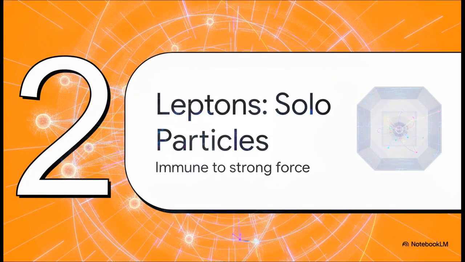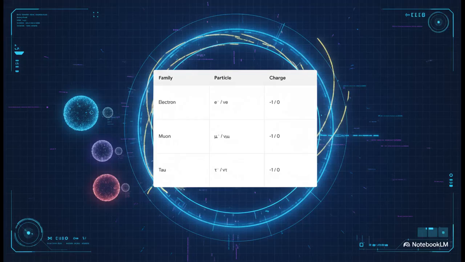Moving right along to Section 2, leptons are solo particles that are totally immune to the strong nuclear force. Now, looking at this slick directory of the 6 leptons, notice how neatly they're organized into 3 distinct families. Now remember, leptons are fermions that just do not interact with the strong nuclear force.